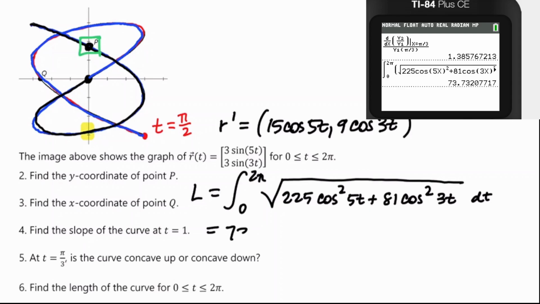So it's going to be 73.732. Okay, I suppose that's believable. I mean, it traced out that whole curve twice. I mean, I don't know. I don't feel like I necessarily have a good scale for what total distance looks like on a graph.